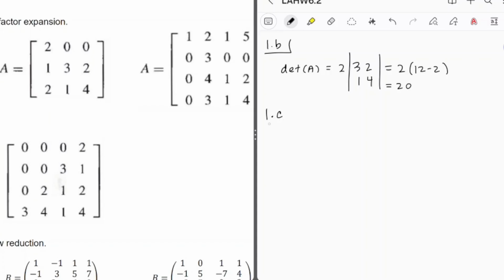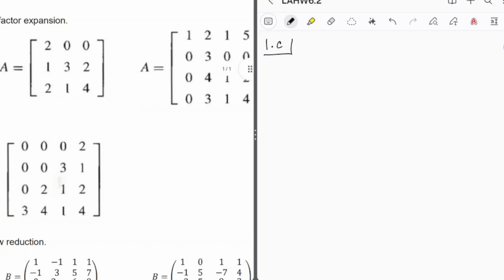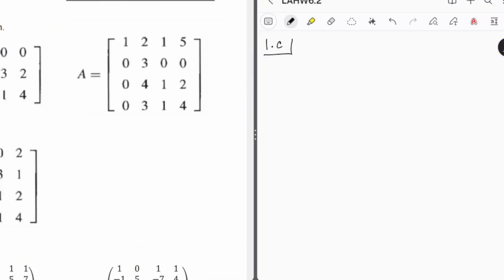And then C is a 4 by 4 matrix. I'm obviously choosing that first column to work with, so the determinant of A is going to be 1 times the determinant of 3, 0, 0, 4, 1, 2, 3, 1, 4.